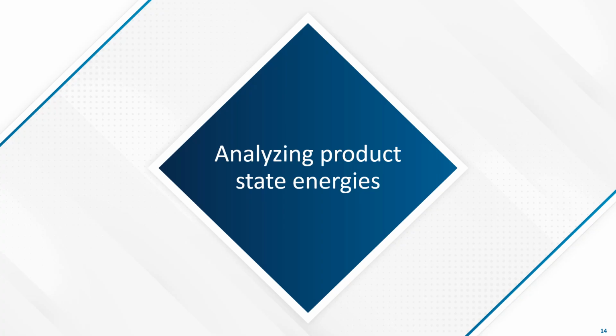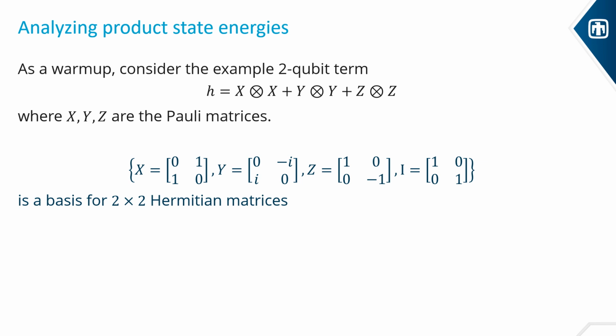So let's begin with an example. Instead of considering arbitrary terms, let's consider this particular Hamiltonian term, this XYZ interaction. Now recall that X, Y, and Z are the Pauli matrices. These form a basis of 2x2 Hermitian matrices.